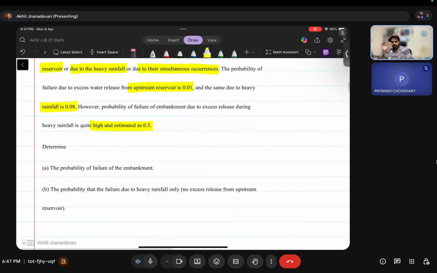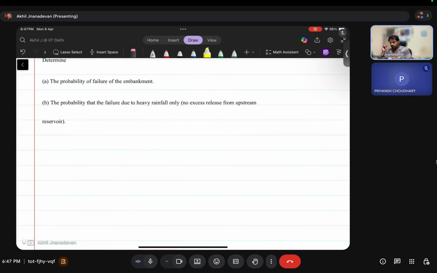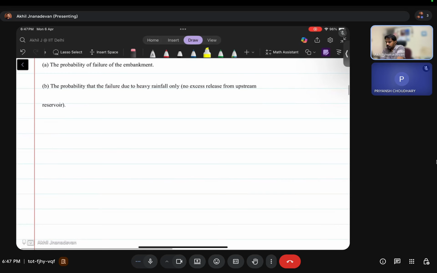So you understood the question. Now we have to determine the probability of failure of the embankment, the probability that the embankment will fail. It can be either due to the upstream water, excess water coming, or due to heavy rainfall. So both. That is the first question. The second question is the probability of failure due to heavy rainfall only. That is, we are not considering excess release from the upstream. There is no excess release from upstream, so only rainfall is happening at that particular embankment. Okay, so these are the two things that we need to see.